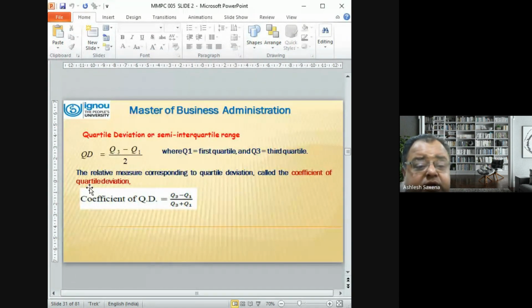Now comes your quartile deviation or semi-interquartile range. That is QD is equal to Q3 minus Q1 by 2. And the coefficient of quartile deviation is Q3 minus Q1 divided by Q3 plus Q1. Q3 is the third quartile, Q1 is the first quartile.